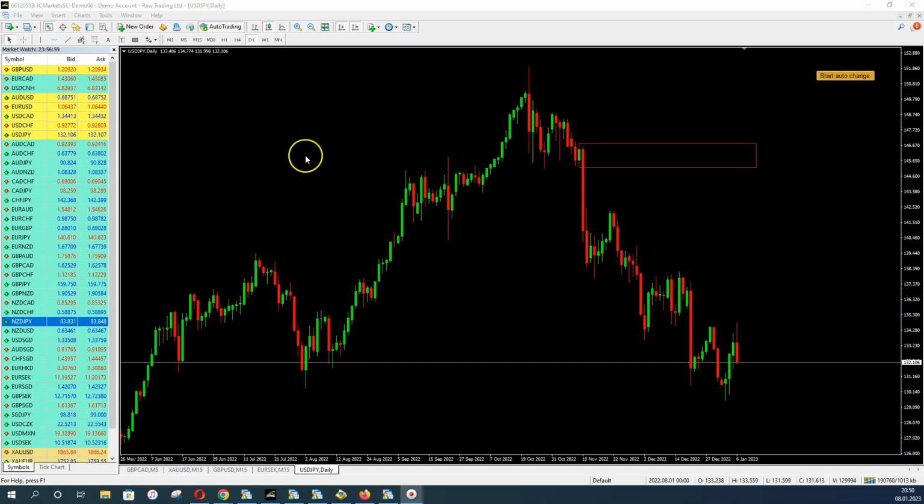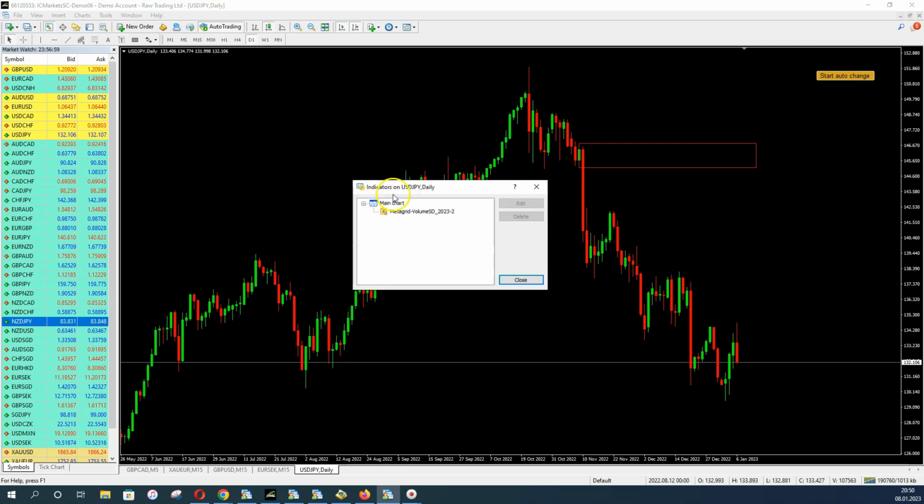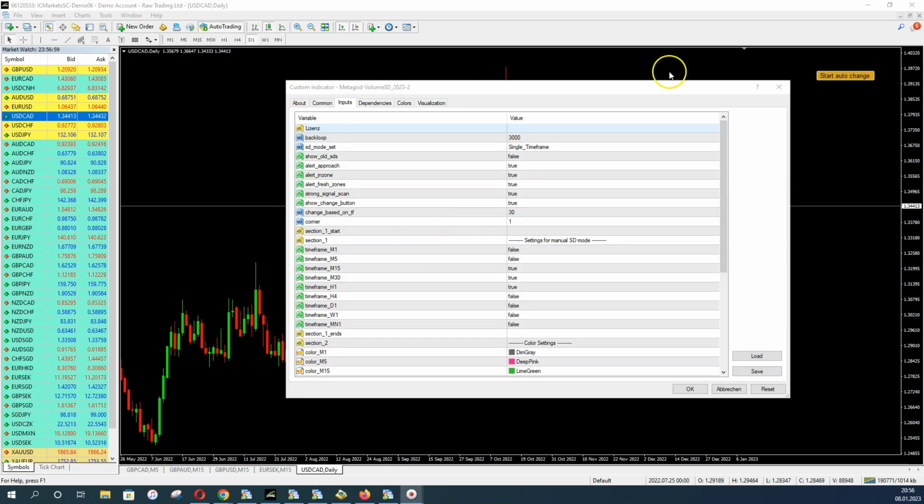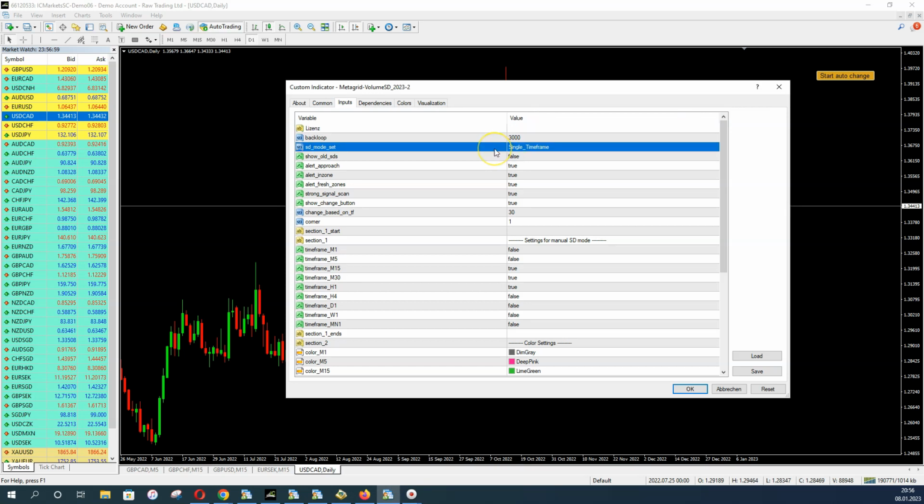To do this, we click with our mouse here on the chart with the right mouse button. We go to Indicators List, and then you find here the Metagrid indicator. You will here see a different number. It depends on your version, but still this is our indicator. And then we click here on Edit. And now we can see all settings we can change on this indicator. In the first line, you add the license code you got from us, and here you can change the mode of the scanner. At the moment we have the single time frame mode. If we make a double click here on it, we can change it to the manual mode.